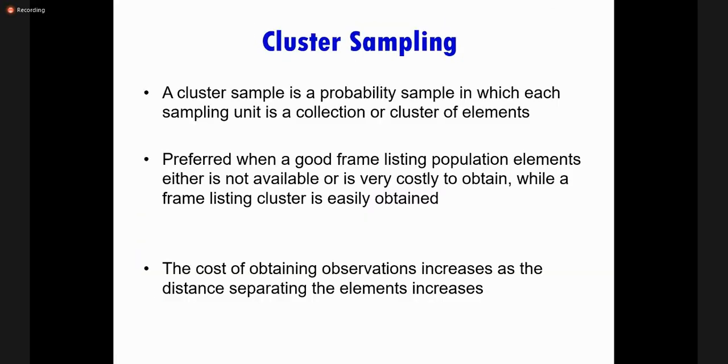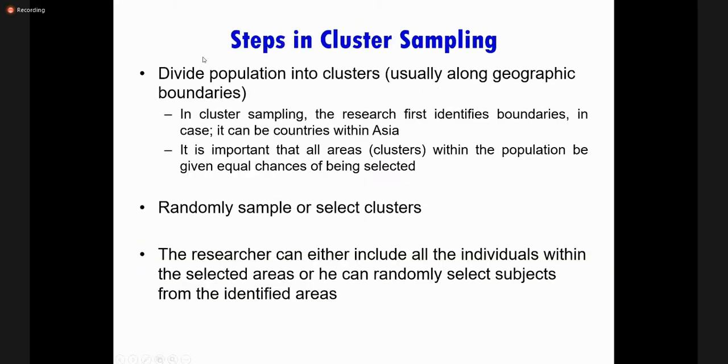So in cluster sampling, like I was discussing, you divide the population into clusters, usually along geographical boundaries. Always remember one key thing: when you are covering populations scattered over a large geographical region, one of the best designs is cluster sampling. The researcher first identifies boundaries, which in some cases can be countries within Asia. It is important that all areas or clusters within the population be given equal chances of being selected.